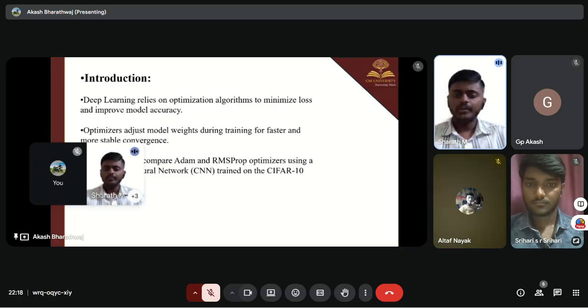In simple terms, this comparison helped us understand how the choice of optimizer can make a big difference in deep learning model performance. These are the introductions. Next slide, my friend Altaf will continue.